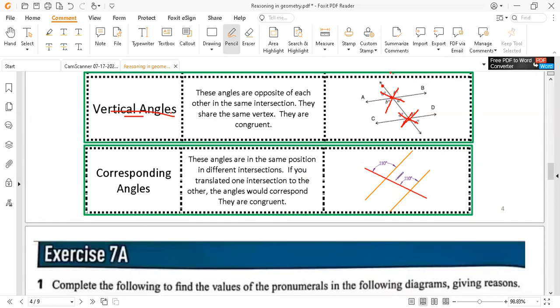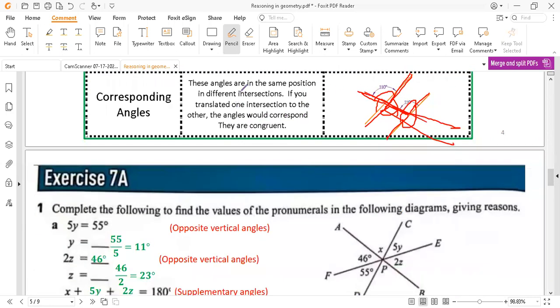Corresponding angles, as I said before, follow the letter F. We have four letter F's here. This letter F: this one equals this one. Or we have this F: this one equals this one. Or this F: this one equals this one. So the corresponding angles are in the same position at different intersections, so they are congruent.